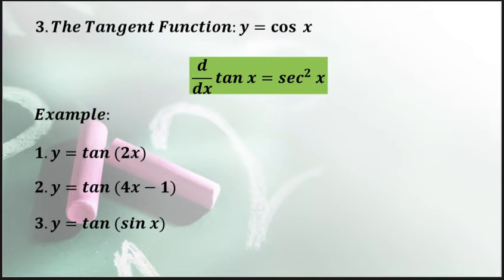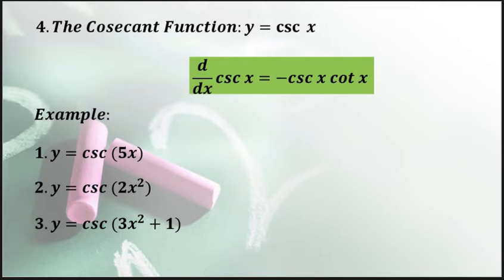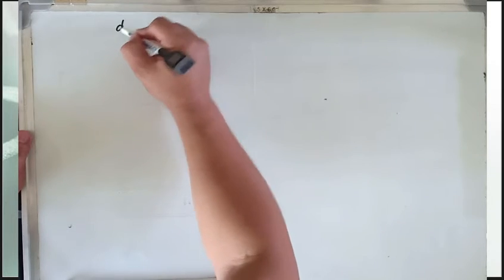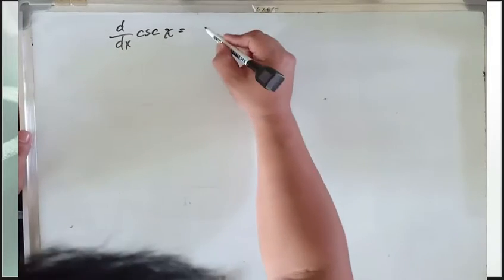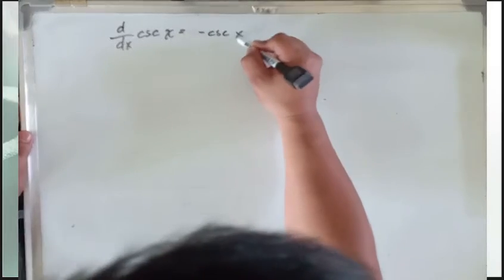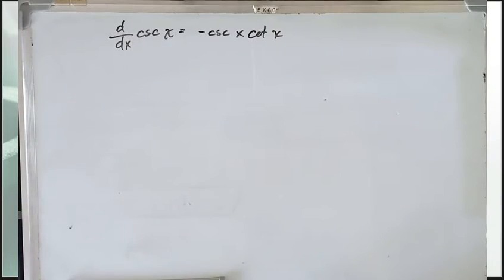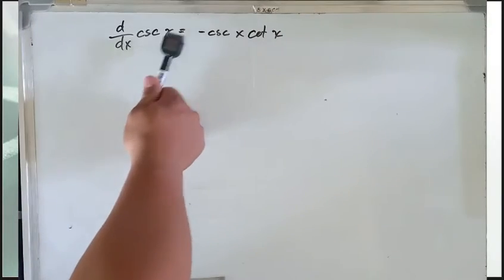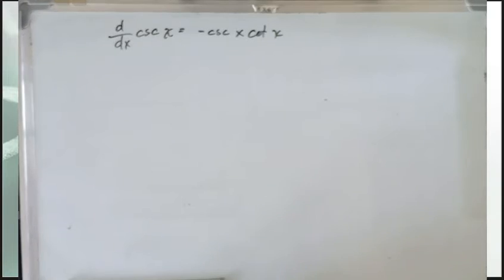Okay? Now let's proceed to the fourth trigonometric function, which is the cosecant function. The derivative of cosecant of x is equal to negative cosecant of x times the cotangent of x. So, the derivative of cosecant of x is equal to negative cosecant of x times the cotangent of x.